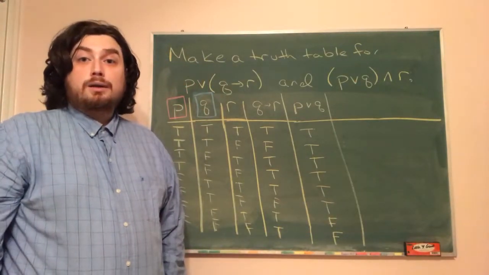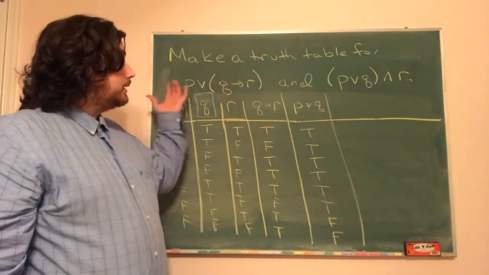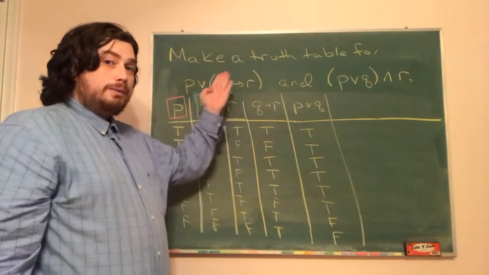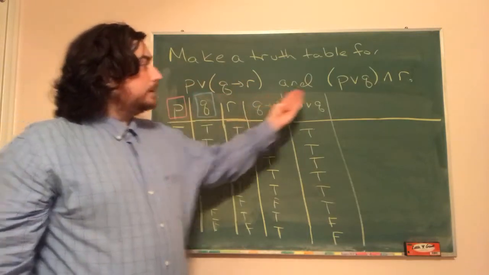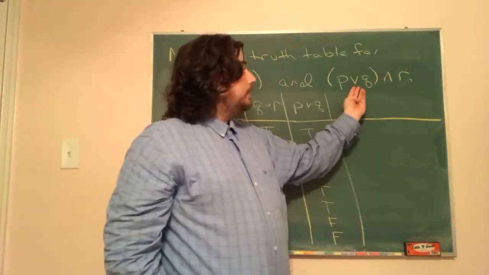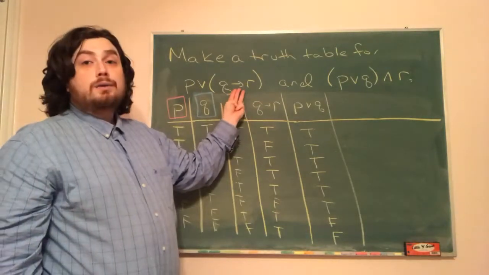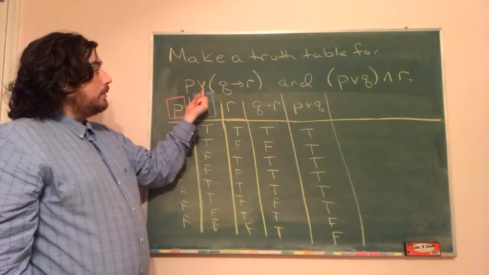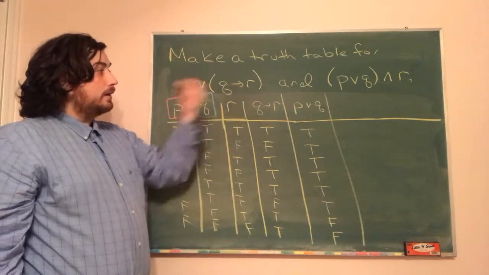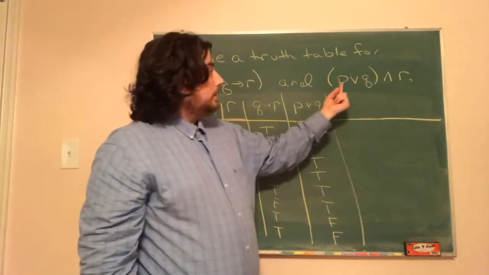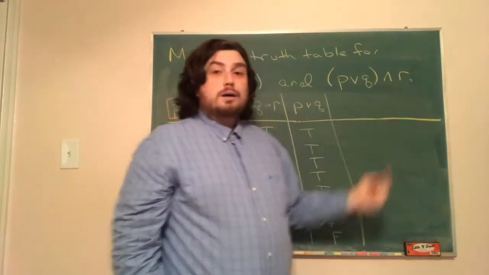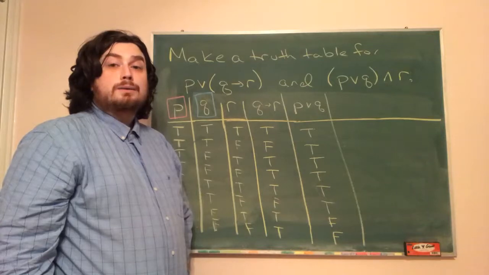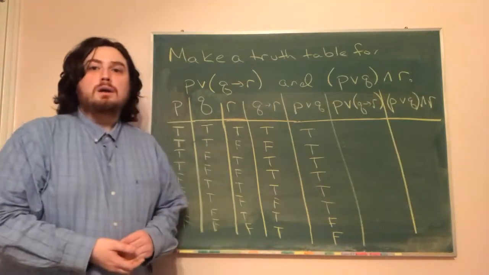Now that we've completed that column, it's time to look back up at our statements and try to find the next biggest statement. So notice we've done P, Q, R. We've done P or Q. We've done if Q then R. So now we can expand out and say, well, P or if Q then R. And we can also do P or Q and R by combining the things that we have previously. So now we're going to make columns for those objects.